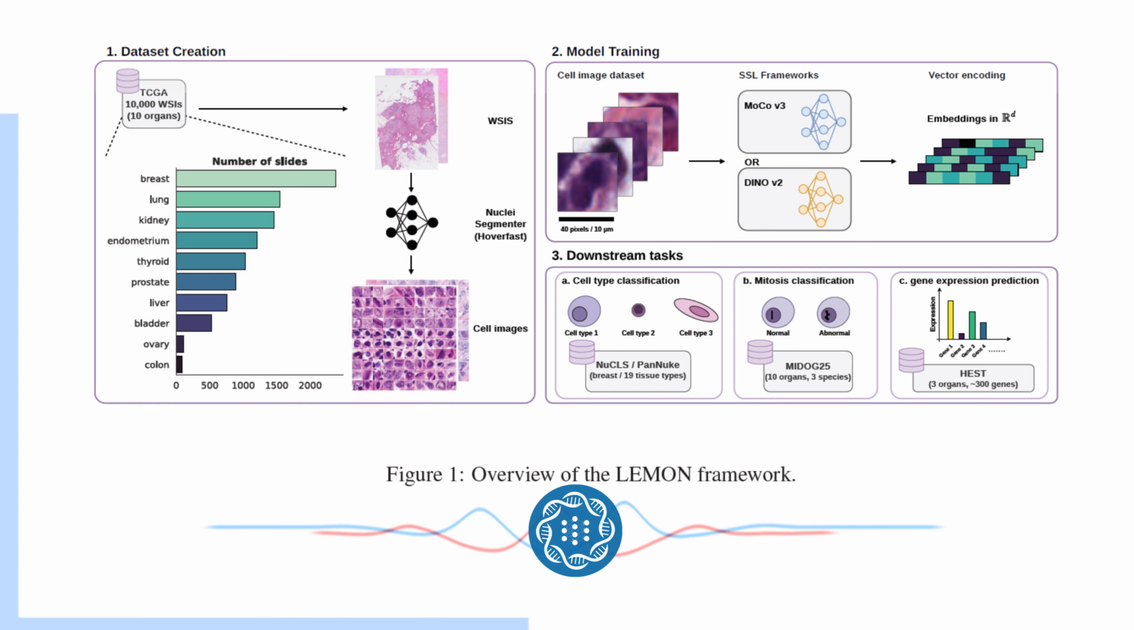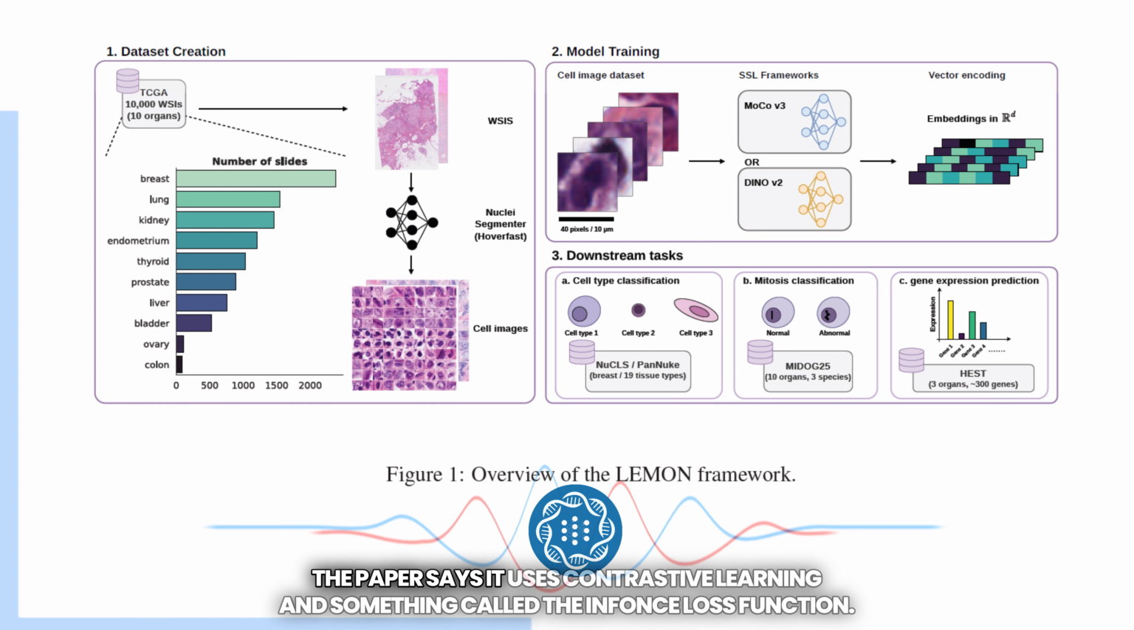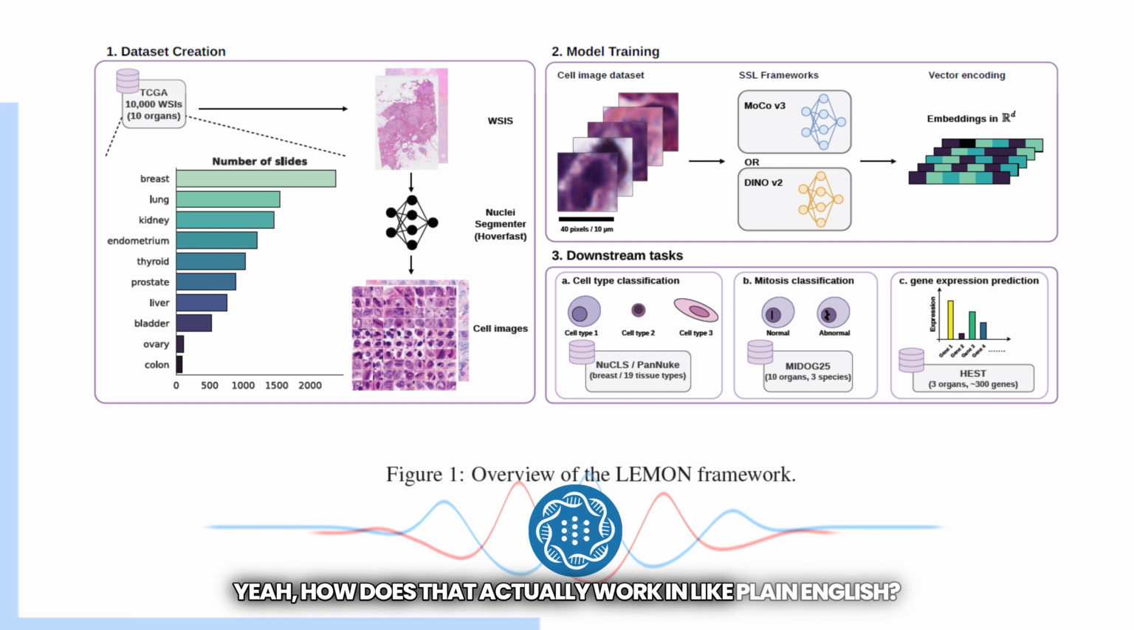Okay, let's pause there, because those two frameworks represent a pretty massive clash of AI philosophies, from what I understand. Starting with MoCoV3. The paper says it uses contrastive learning and something called the InfoNCE loss function. Yeah. How does that actually work in, like, plain English?